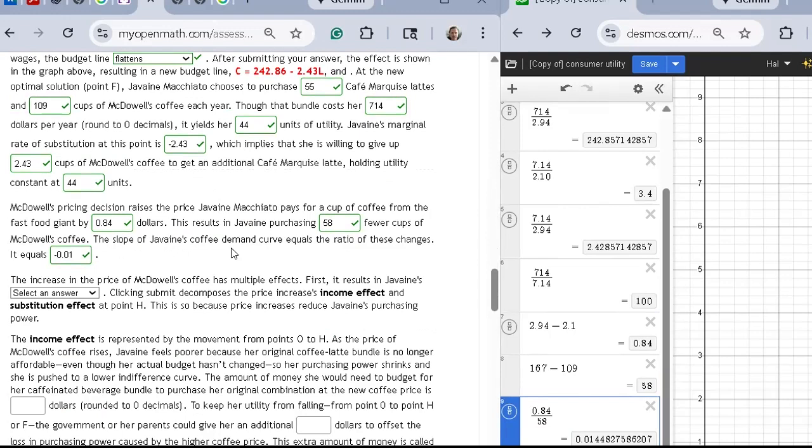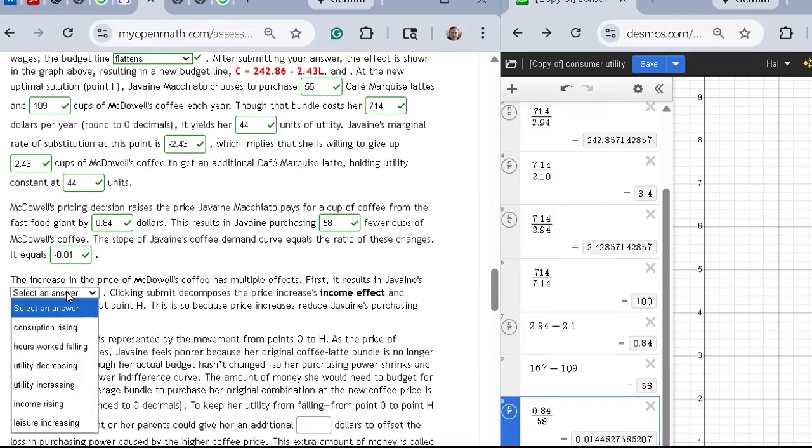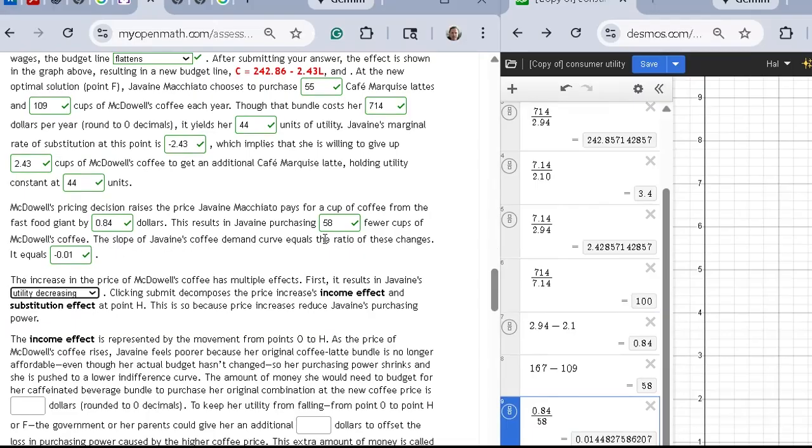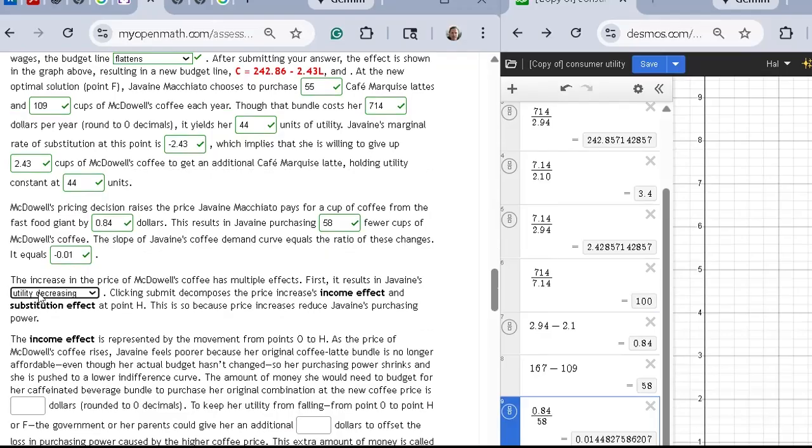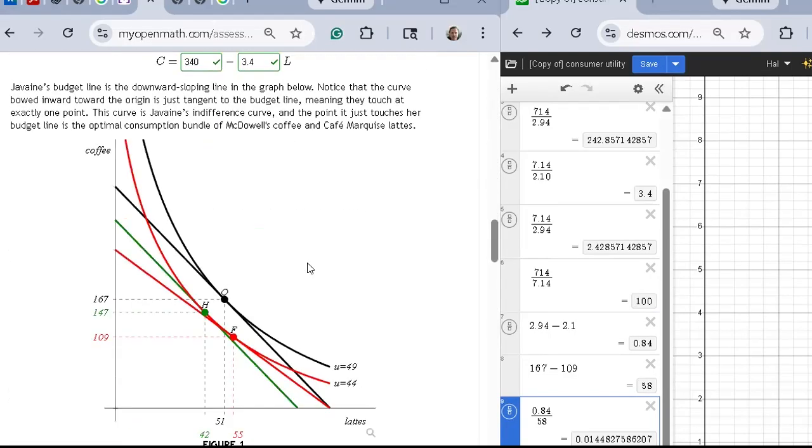The increase in the price of McDowell's coffee has multiple effects. First, it results in Javine's utility decreasing, as we mentioned. Her utility decreased from 49 to 44. Now, when I click submit, the income effect and the substitution effect will be decomposed by point H. I call it point H because we call this budget line the hypothetical budget line. We can also call this point H because the economist Hicks came up with this.